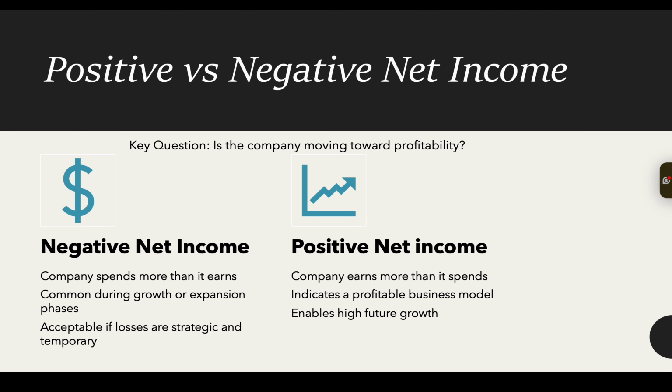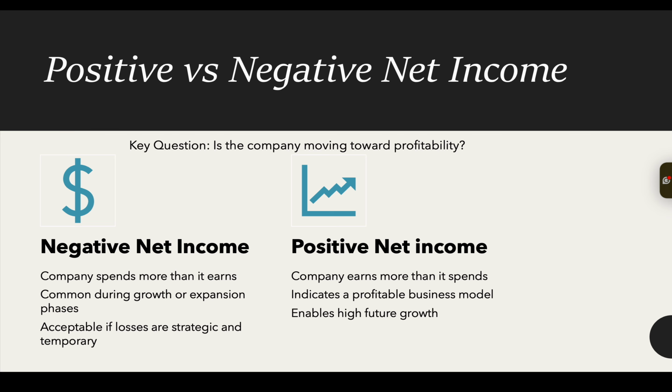Positive versus negative net income. When net income is positive, it means the company is earning more money than it's spending. This usually indicates that the business model is working and that revenue is covering the company's operating costs. Positive net income also gives the company more flexibility. It can reinvest in growth, pay dividends to shareholders, or reduce debt.